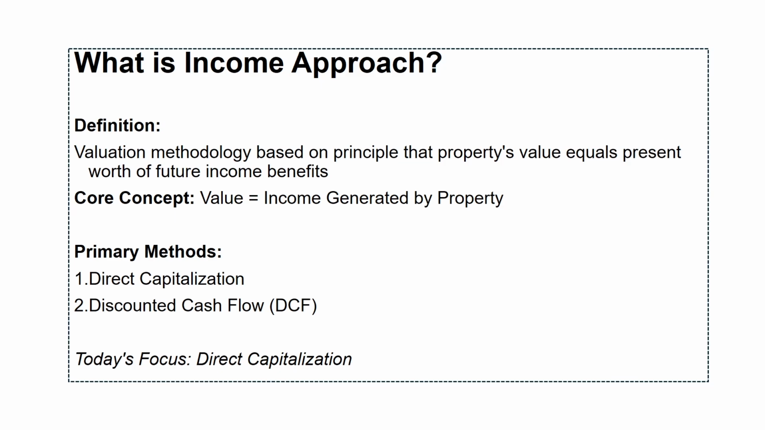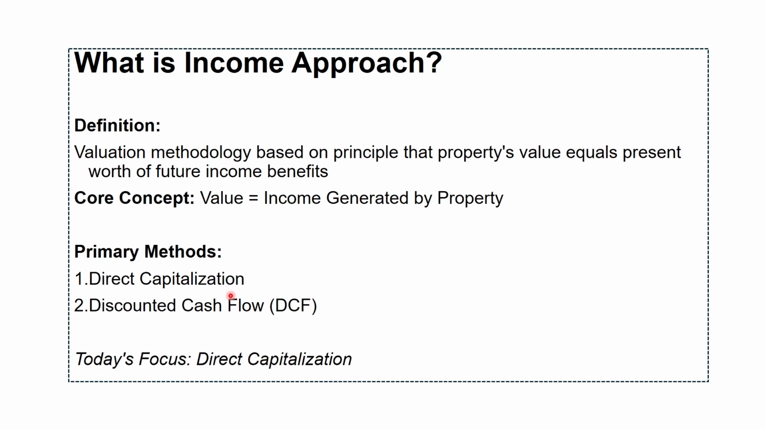Now, think about it logically. If you are buying a property as an investment, what matters most? It's the cash flow that the property will generate over time. The income approach captures this by converting that income stream into a current value estimate. Now, there are two main methods within the income approach. We have direct capitalization, which we'll focus on today. It takes one year's income and converts it to value using a single rate. This is like taking a snapshot of the property's current earning power.